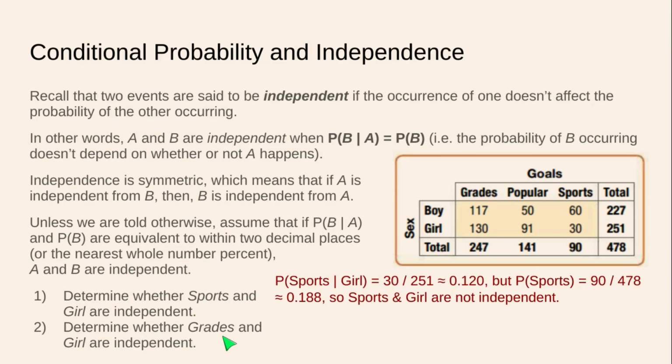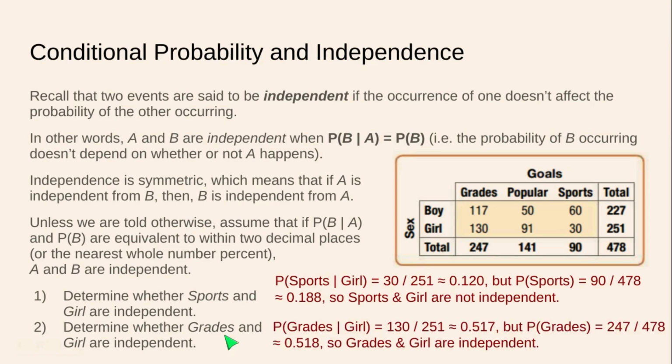We're going to determine whether grades and girl are independent events. So the probability of grades given girl is equal to 130 out of 251. And that's about 51.7%. But probability of just grades in the general sense is 247 out of 478, which is 0.518. That is accurate to within 1%. All right, we got 0.517 as opposed to 0.518.